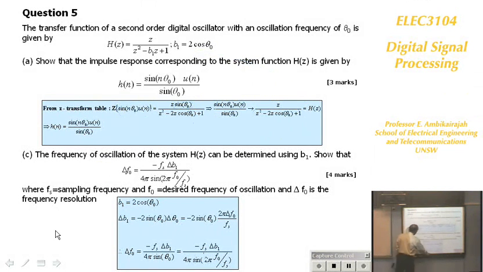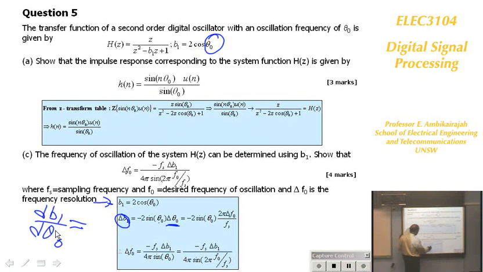And what you need to do, you start with the frequency. We know this is the oscillation, theta naught. So you take beta 1 and differentiate. Change in beta 1, delta beta 1, is minus 2 sine theta naught delta theta naught. It's like d beta 1 over d theta naught. That's what you're finding out.